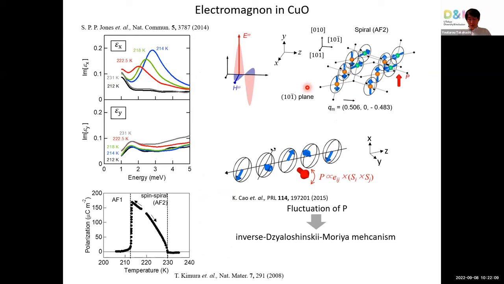The electromagnon has been observed in this cupric oxide. This is a spectrum in the terahertz region below 5 meV. You can see the clear resonance structure around 3 meV. This is the resonance of the electromagnon. In the other phases, the paramagnetic or lower paraelectric phase, we don't observe any resonance in the terahertz region. This resonance of the electromagnon has been ascribed to the fluctuation of the spontaneous polarization.